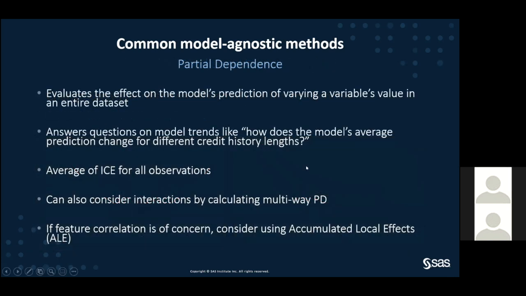So the natural extension is partial dependence, which evaluates the model's prediction on the variable on average. So it's simply the average of all the ICE of all the observations in your data set. Partial dependence answers questions like, how does the model's average prediction change for different values, instead of how does the model's prediction change for this one single observation. You can also consider interactions by calculating multivariate PD. In this specific case, there's no feature correlation, but if that's of concern, there are some methods that specifically consider this. For example, accumulated local effect, ALE, is an extension of PD and can also be used.